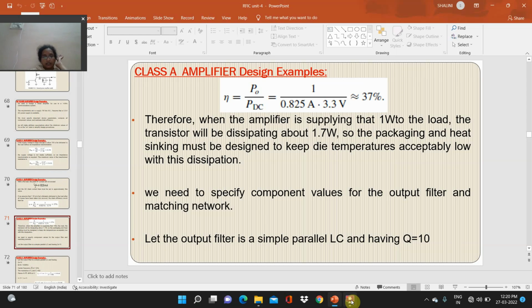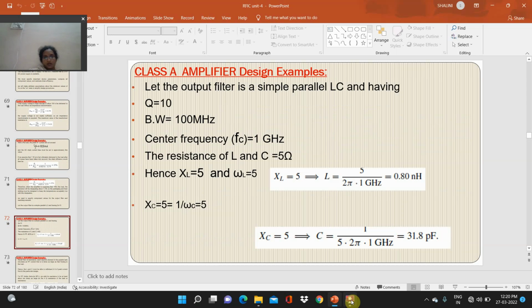Let the output filter be a simple parallel LC having Q equal to 10, bandwidth equal to 100 MHz, and center frequency fc equal to 1 GHz. The resistance of L and C is equal to 5 ohms, hence XL is equal to 5, and omega L is equal to 5.